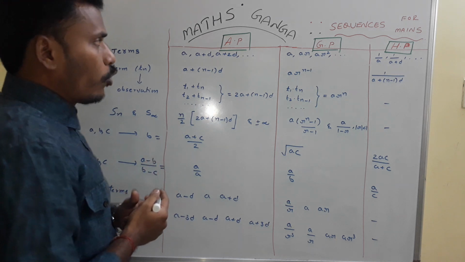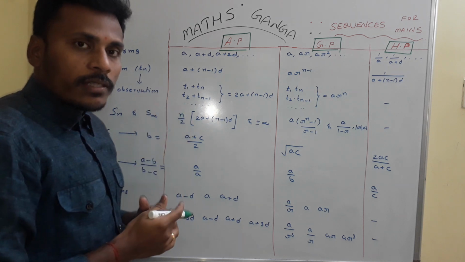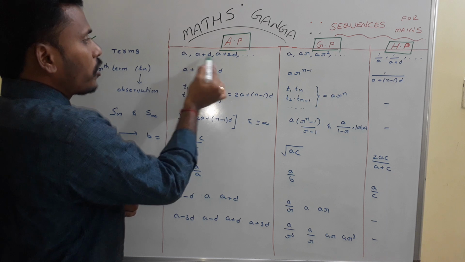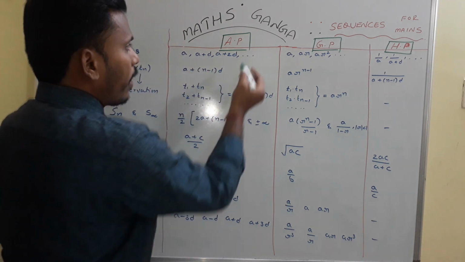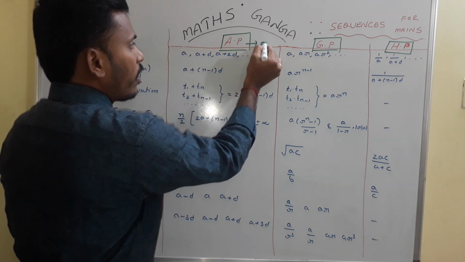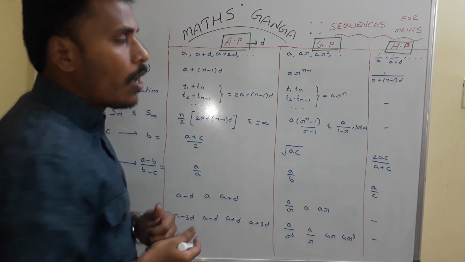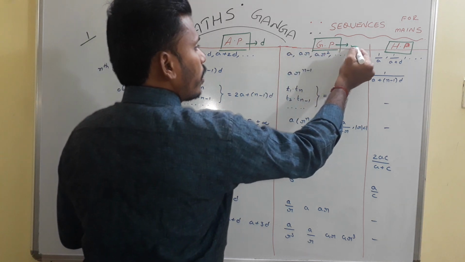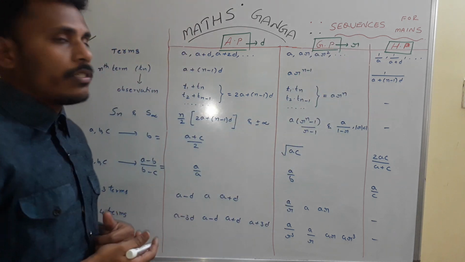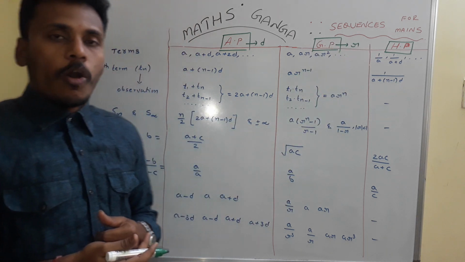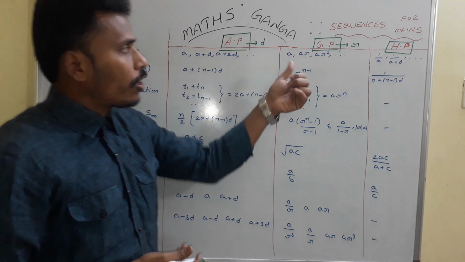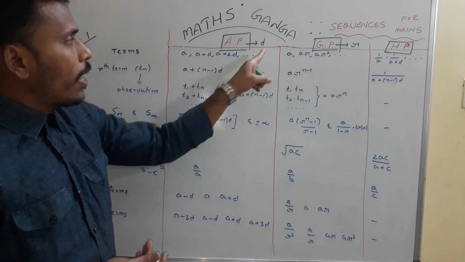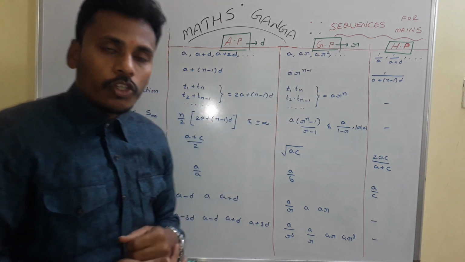See, arithmetic progression: a sequence in which the difference between the consecutive terms is a constant is an arithmetic progression. Here the constant difference is the common difference d, whereas in a geometric progression the ratio between the consecutive terms is a common constant, and that constant ratio is denoted by r, known as the common ratio. Arithmetic progression has common difference d, and geometric progression has common ratio r.